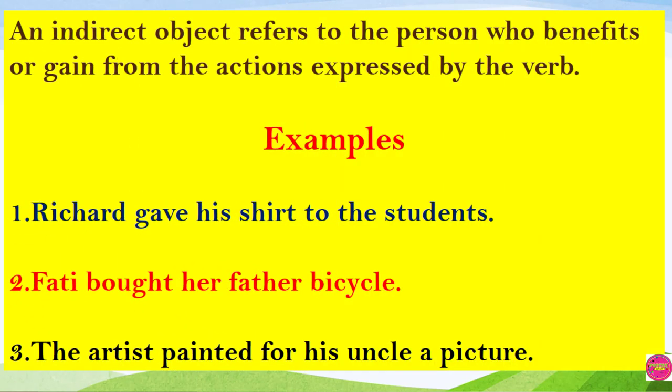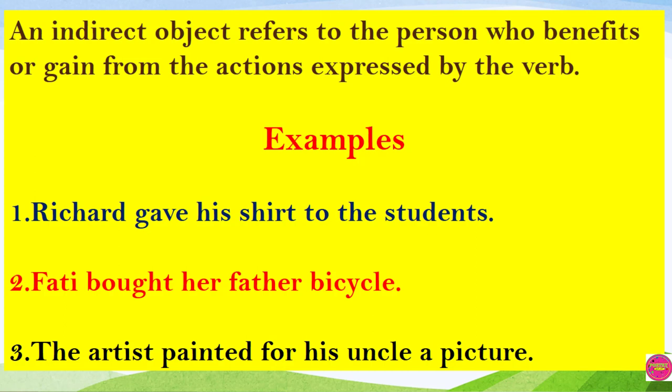Now that we know how noun phrases function as a direct object, let's consider how they function as an indirect object. An indirect object refers to the person who benefits or gains from the actions expressed by the verb. Let's examine the following examples. Example 1. Richard gave his shirt to the students. In this sentence, we have two objects, thus, shirt and students. However, the students gained or got the shirt, making students the indirect object.